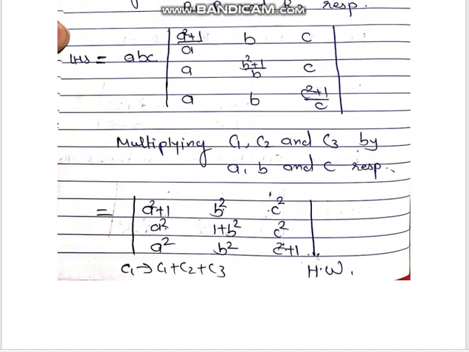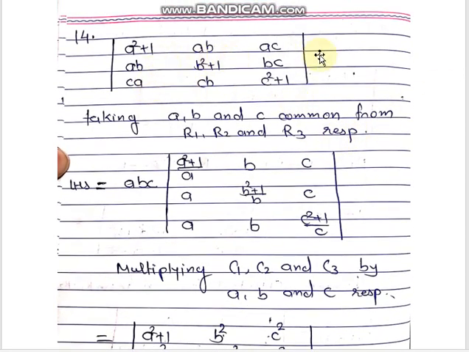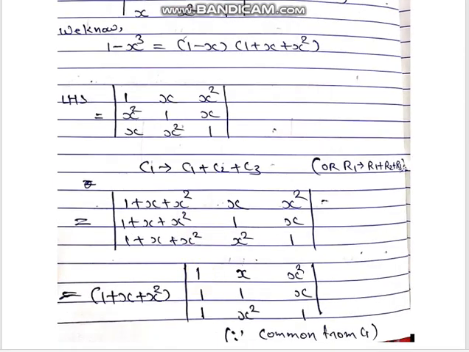Now here what we are doing, we are taking a common from row 1, b common from row 2 and c from row 3 respectively. So when we take a common from row 1, we have to divide a square plus 1 by a. Similarly b square plus 1 by b and c square plus 1 by c. Now again we are following the same method that we did in the previous one. So let us multiply column 1 by a, column 2 by b and column 3 by c. We will have a square plus 1 and a square.